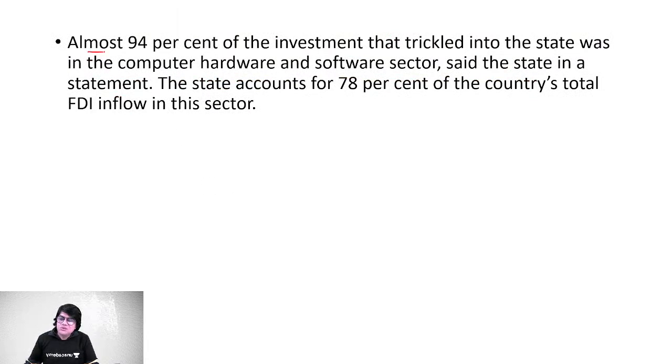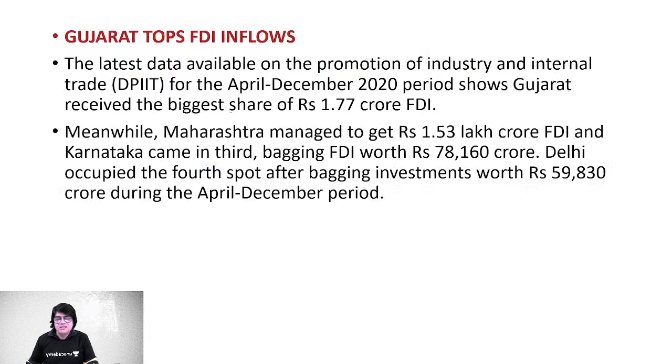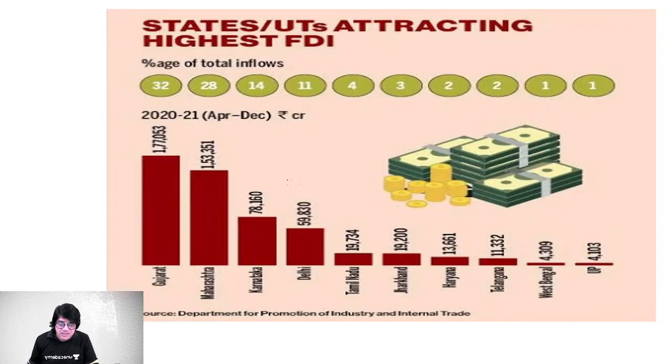So what I'm saying is that almost 94% of the investment that trickled into the state was in the computer hardware and software sector, said the state. Now, if you look at that, DPIIT, that is the Department for Promotion of Industry and Internal Trade, has come up with this data, and we can see here that Gujarat is number 1, then Maharashtra, Karnataka, Delhi is number 4, and then Tamil Nadu, then even Jharkhand is not far behind.